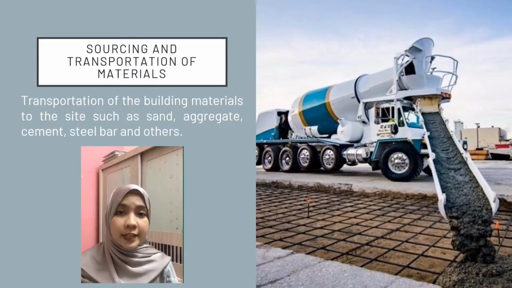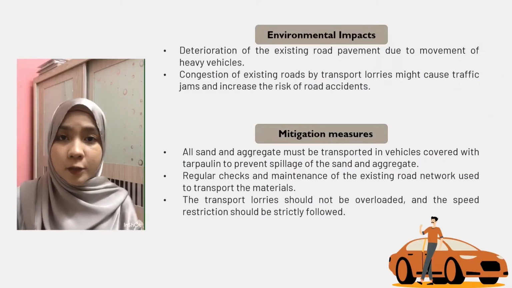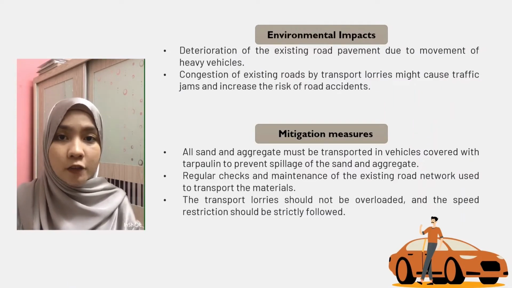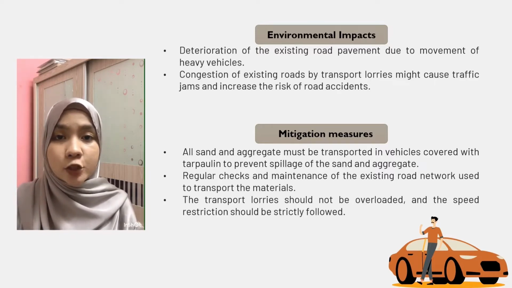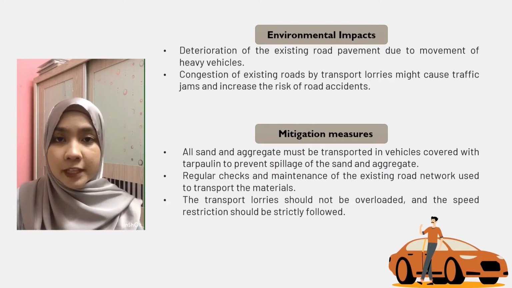Next, the other environmental activity during construction phase is sourcing and transportation of materials such as sand, aggregate, cement and steel bar. It will affect the environment when there is deterioration of the existing road pavement due to movement of heavy vehicle. Next, congestion of existing roads by transport lorries might cause traffic jams and may lead to the rise in road accidents.